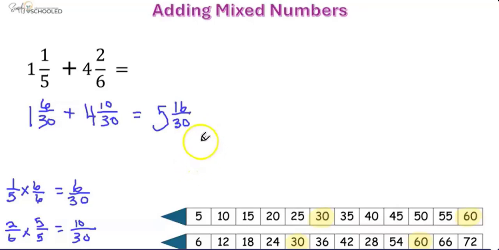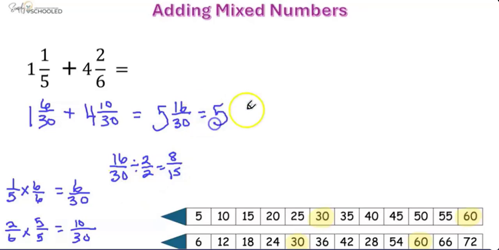Now we can simplify that because 16 over 30, we can find an equivalent fraction for 16 over 30 because they're both even numbers. I can divide by 2 over 2. 16 divided by 2 is 8. 30 divided by 2 is 15. So I can say my answer in simplest form is 5 and 8 over 15. If you'd like to review an earlier video on simplifying fractions, you can do that.